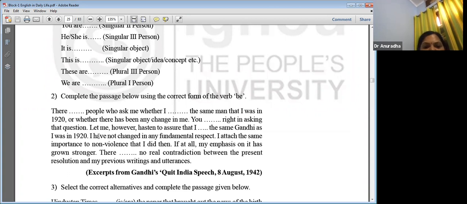"You are right in asking that question. Let me, however, hasten to assure that I am the same Gandhi as I was in 1920. I have not changed in any fundamental respect. I attach the same importance to non-violence that I did then. If at all, my emphasis on it has grown stronger."